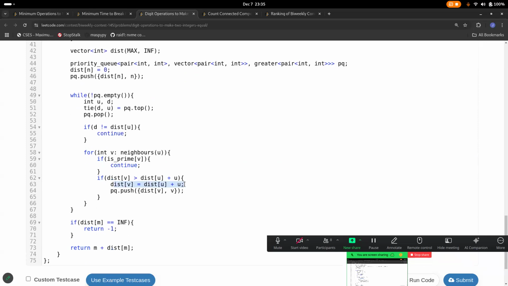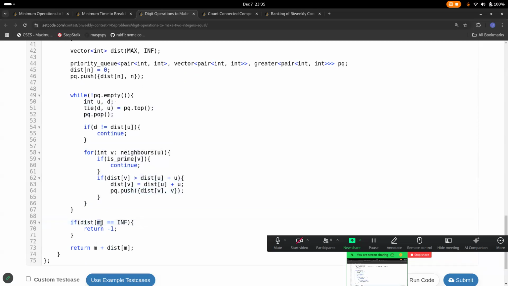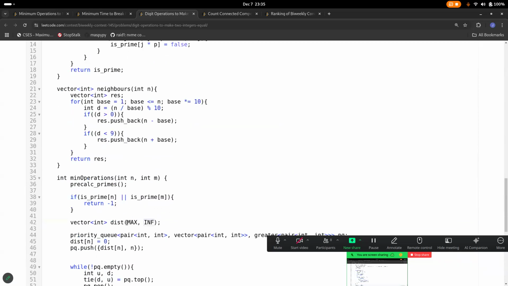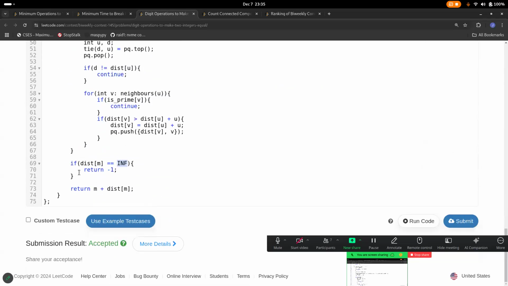And then we say that if the distance of v can be updated to a better value, to a smaller value, then we update it and then we push it into a priority queue. And this is how our complete priority queue goes on. And finally we check if the distance of m is still infinite. Infinite is basically a very large value. We have set it to 10 raised to power 9 plus 7 over here. And if the distance of m is still infinite, then we return -1. Basically we never reached m. Otherwise we say that the answer is m plus distance of m.